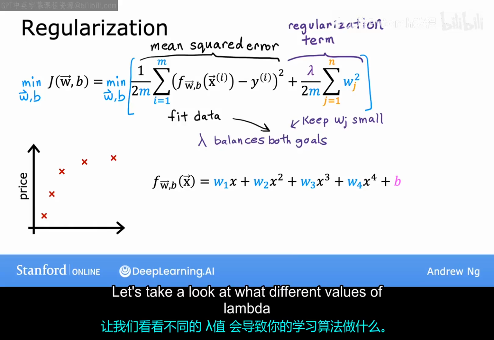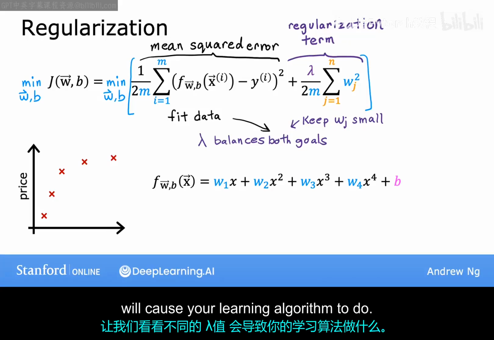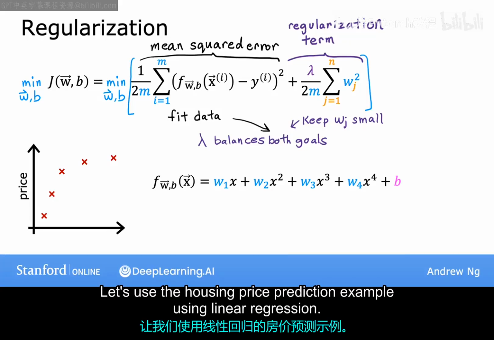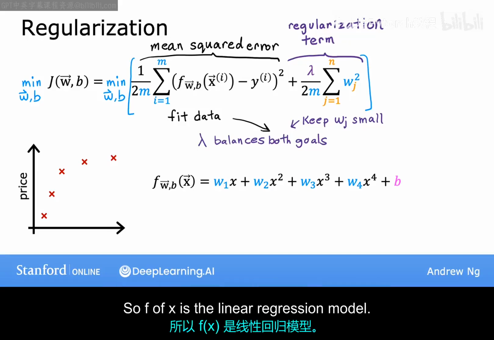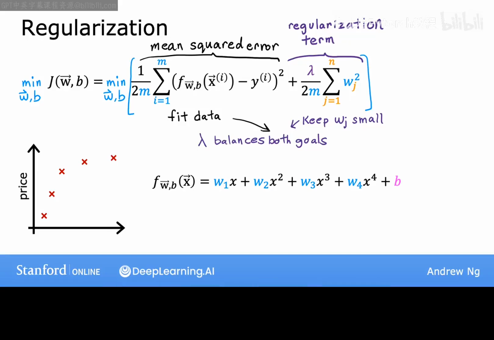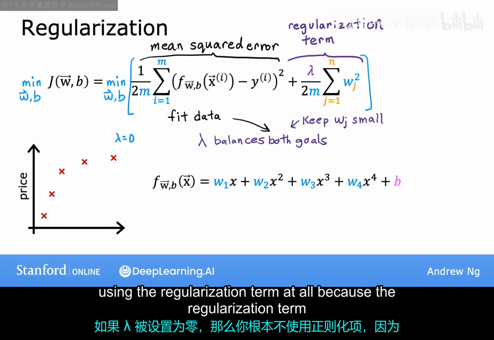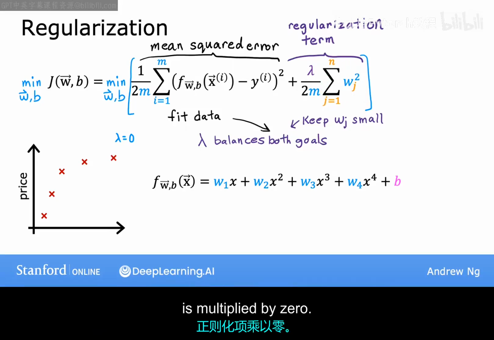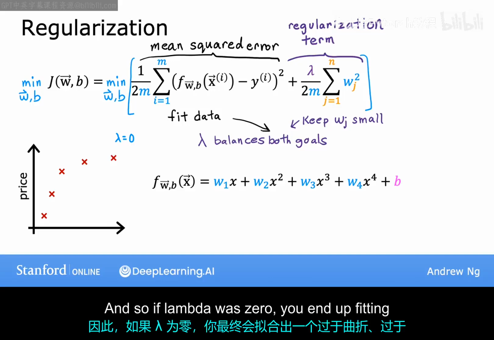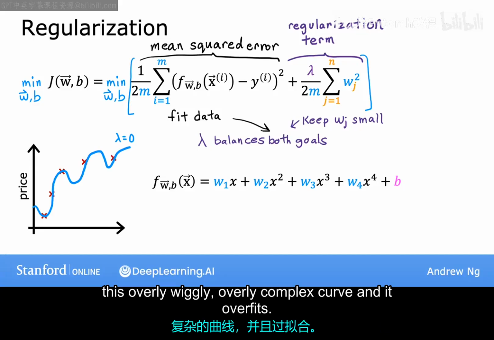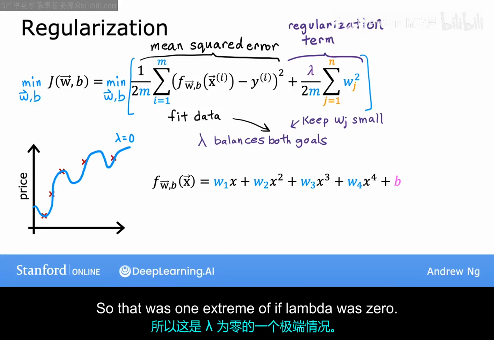Let's take a look at what different values of lambda will cause your learning algorithm to do. Let's use the housing price prediction example using linear regression. So f of x is the linear regression model. If lambda was set to be 0, then you're not using the regularization term at all, because the regularization term is multiplied by 0. And so if lambda was 0, you end up fitting this overly wiggly, overly complex curve, and it overfits. So that was one extreme of if lambda was 0.